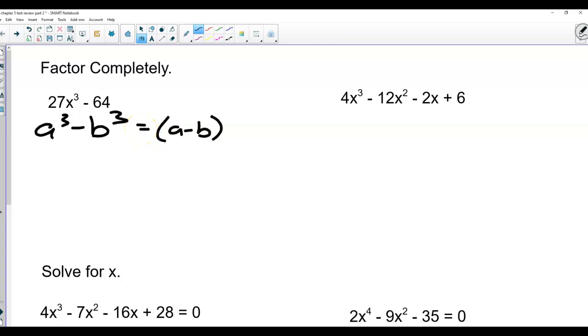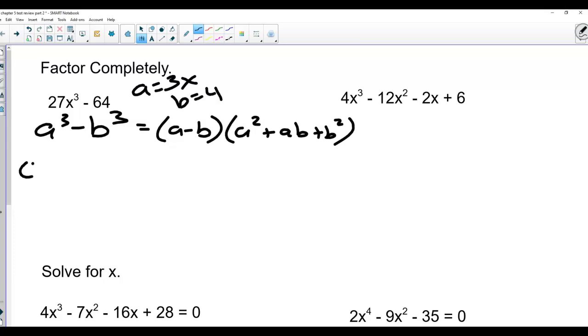a minus b, a squared plus ab plus b squared. Okay? Now, my a value from 27x cubed is 3x. My b value from 64 equaling b cubed is 4. And from here, you're just plugging it in.